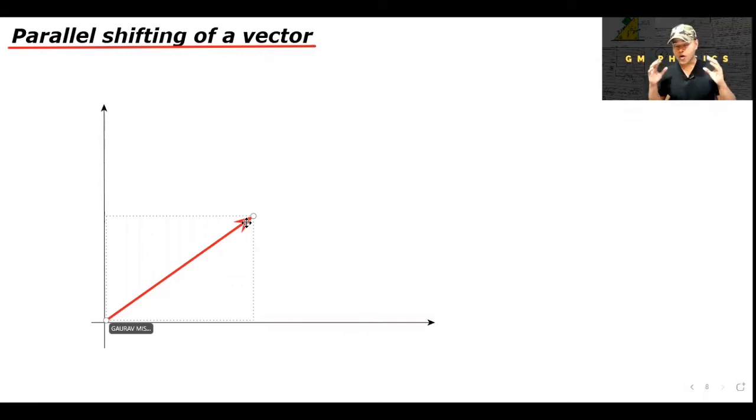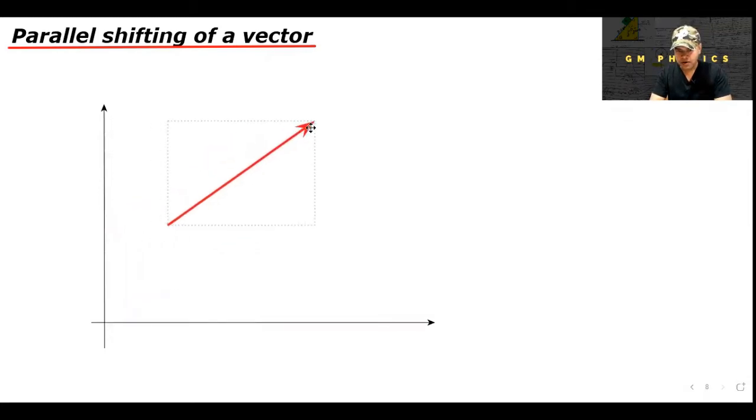All right, now parallel shifting of a vector. What does it mean? It means you can shift a vector parallel to itself anywhere in the space without affecting it. Means the vector remains unaffected if you shift it anywhere in the space, anywhere. Whether you place it here or here or here or wherever you take, it doesn't matter. The vector doesn't change.